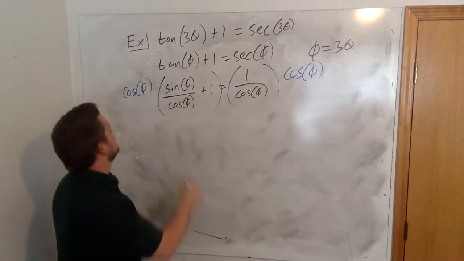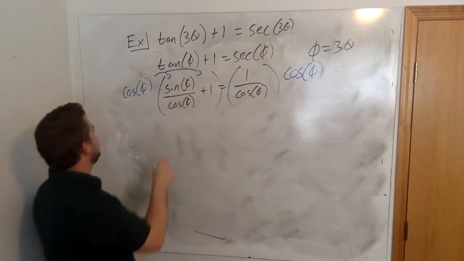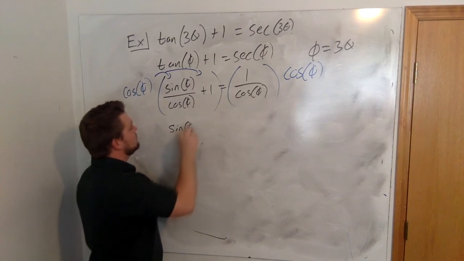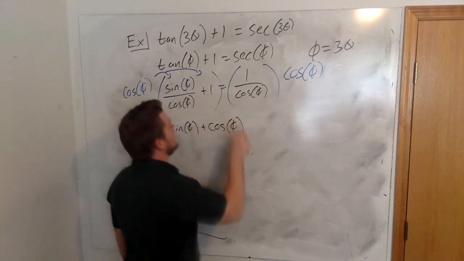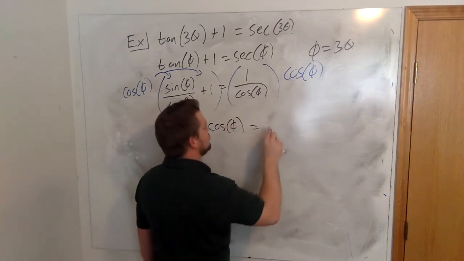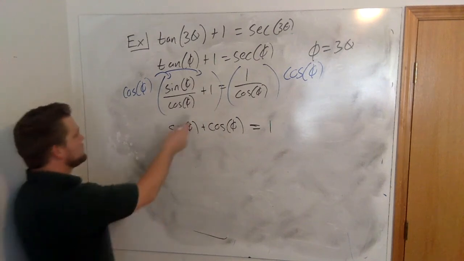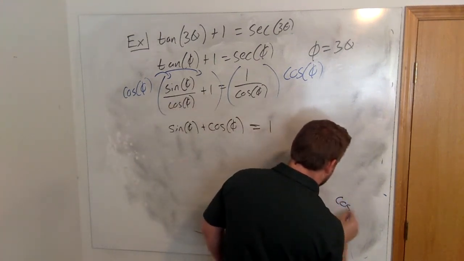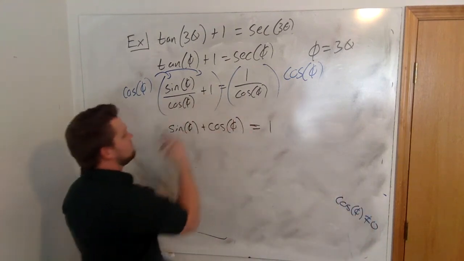Okay. So this cosine of phi will distribute into the parentheses. And what will we get? We're going to get a sine of phi plus a cosine of phi is going to be equal to 1. Okay. We should also kind of mentally note here that cosine of phi cannot be 0, otherwise we'd be dividing by 0.